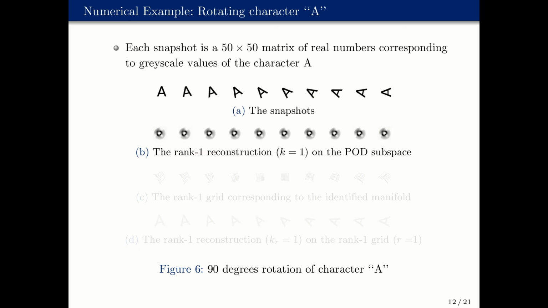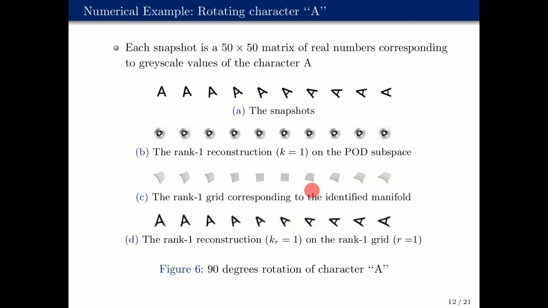So using the snapshots, I'm going to solve for the grid as in the proposed approach, the low-rank registration-based manifolds, as plotted in figure 3. You see the grid, the solution of this minimization problem, follows the rotation underlying the snapshots. And if I reconstruct my solution on this moving grid, or parameter-varying grid, the solution is much closer to the snapshots.